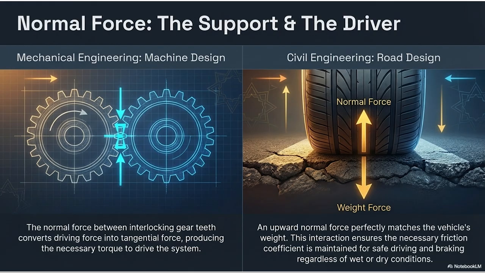When two gear teeth interlock and press against each other, the face of the driving gear pushes against the face of the receiving gear. And because they are angled teeth, that push is a normal force. It's acting perpendicular to the tiny microscopic surface of the metal tooth. Yes, and that normal force between the interlocking gear teeth converts the raw driving energy into a tangential force, and that tangential force produces torque. Torque, the rotational twisting force.